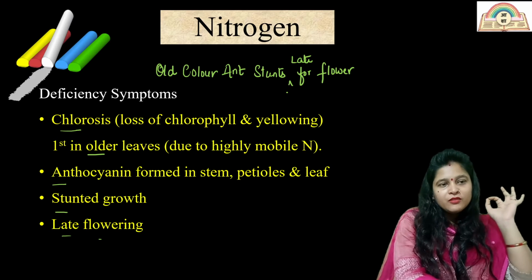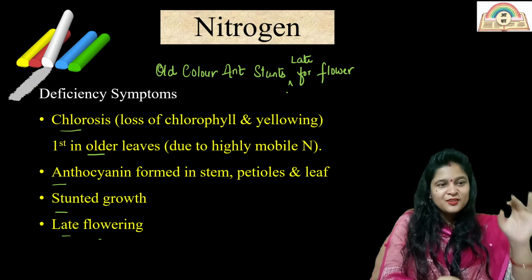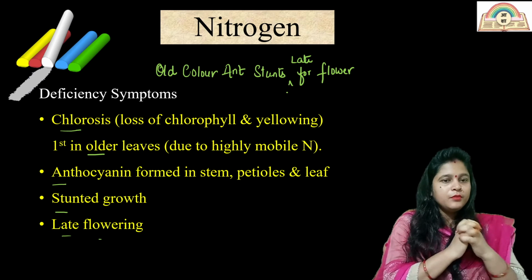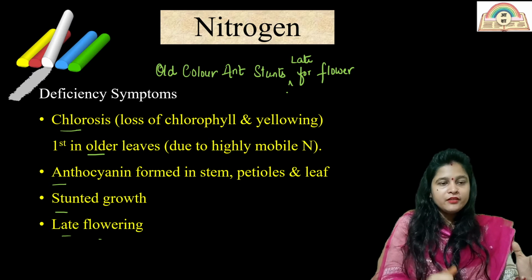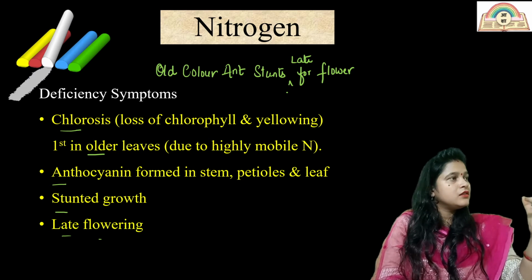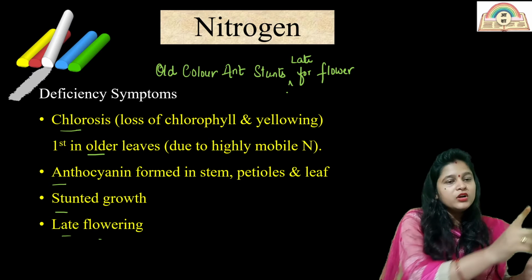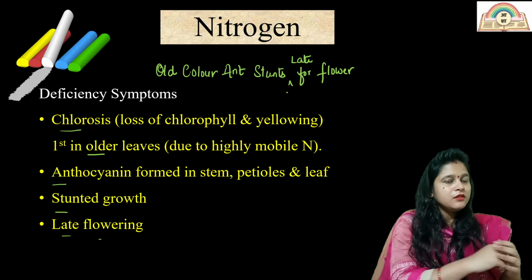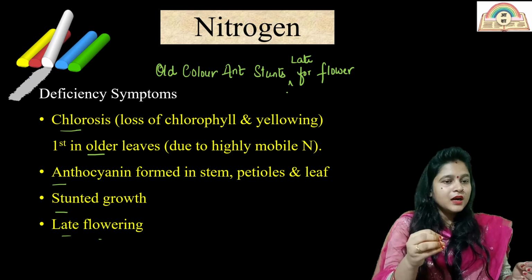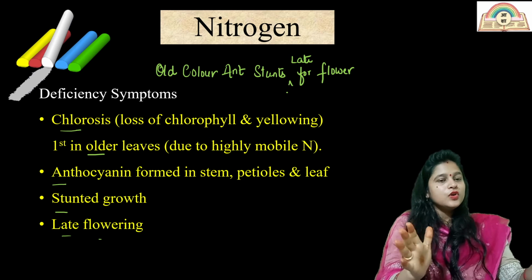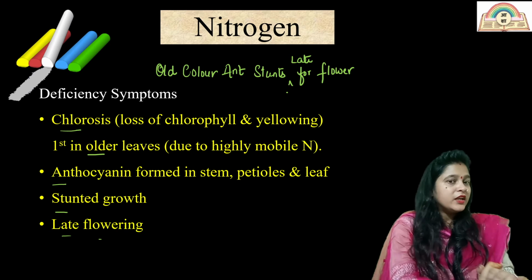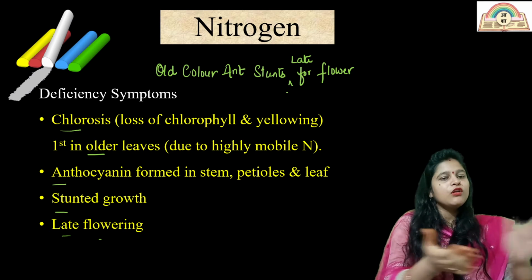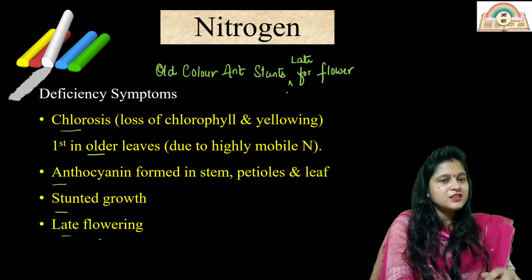Now, what are the deficiency symptoms? First thing is chlorosis, and that too first in old leaves, because nitrogen is highly mobile. Whenever it's deficient in young leaves, it will move from the old leaves to the young. This happens with all mobile elements, right? Which are highly mobile, they from the old parts, they will go to the young parts, right? So, chlorosis first in older leaves, because nitrogen is highly mobile. And what is chlorosis? Becoming yellow due to loss of chlorophyll. And you know that nitrogen is there in the chlorophyll.